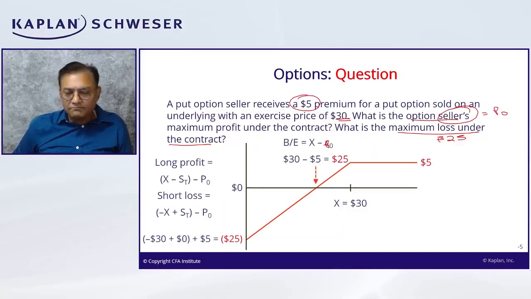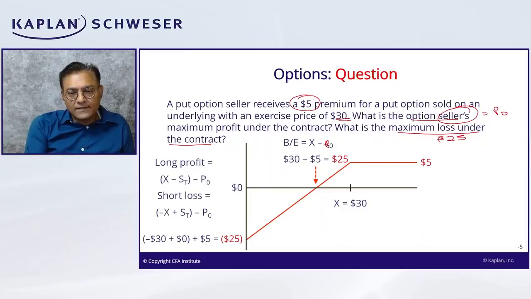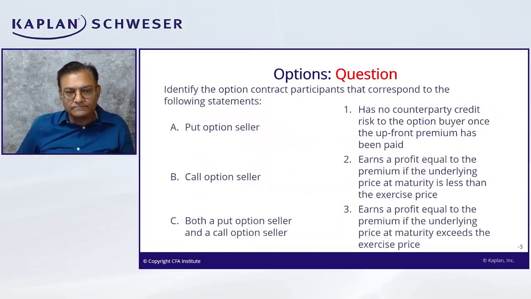The break even, which you are not asked in this question, but if you were to calculate the break even, it will be simply equal to the exercise price minus the option premium. So at $25 stock price, the option writer is neither in the money nor out of money. They are breaking even. All right, quick question to identify, mix and match here.